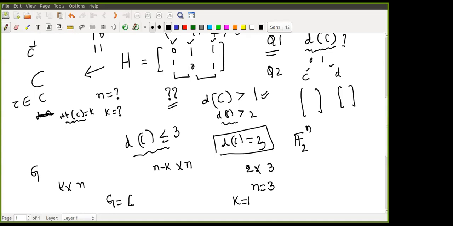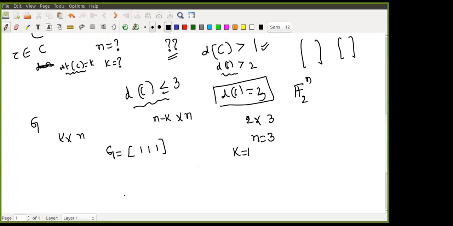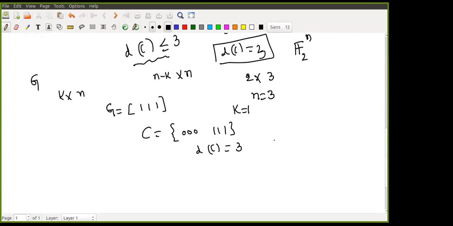111, 111. Okay, this is the code, right? So now what are the codewords? 000, 111. You understand that the distance of this code is equal to how much? It is 3. Okay, so this is the Hamming code when r is equal to 2.